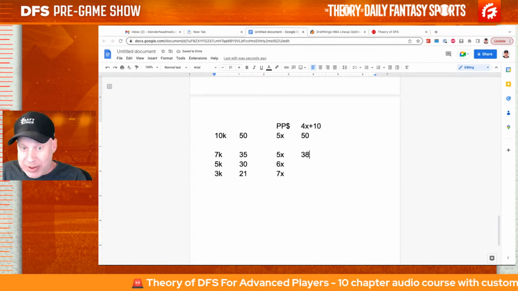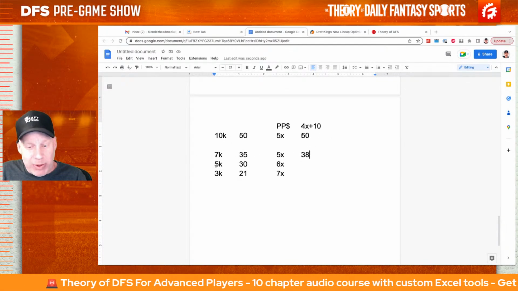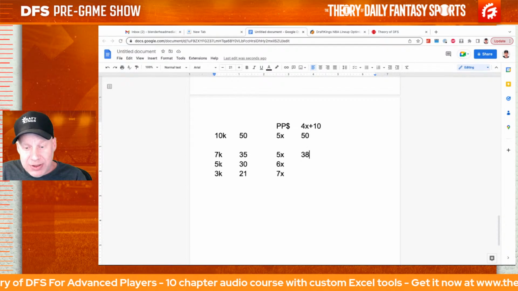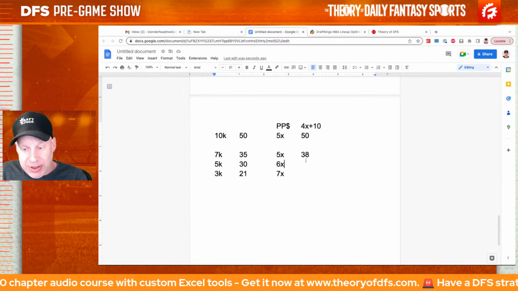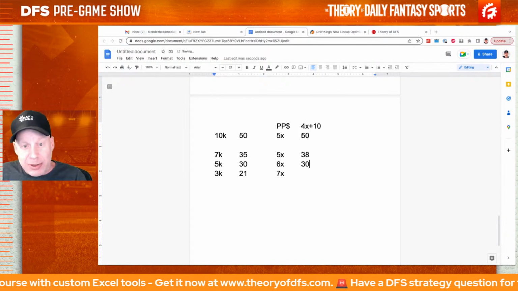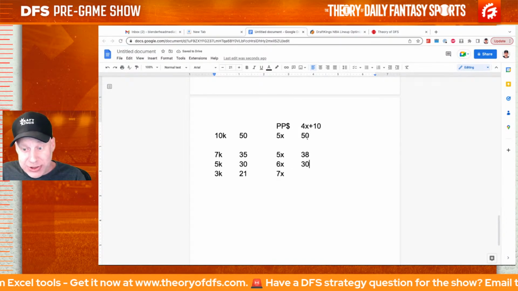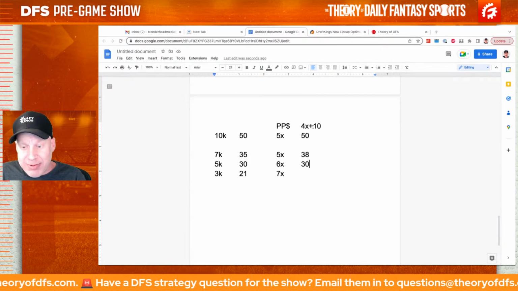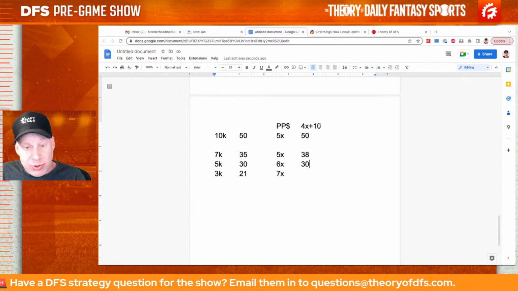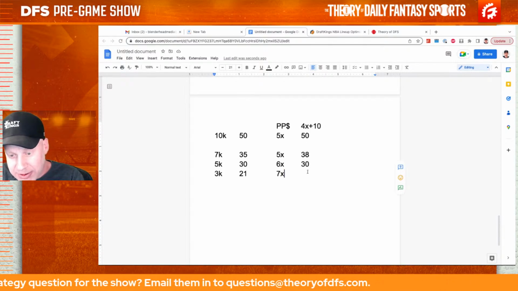We're not going to worry about the player yet. So at 5K, what would it be? 5 times 4 is 20, plus 10 is 30. So the salary adjusted expectation should be 30. 3K times 4, 3 times 4 is 12, plus 10 is 22. Okay?